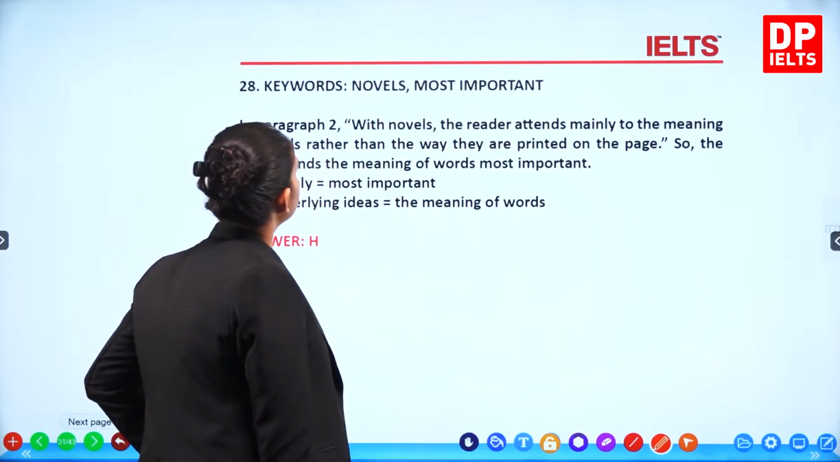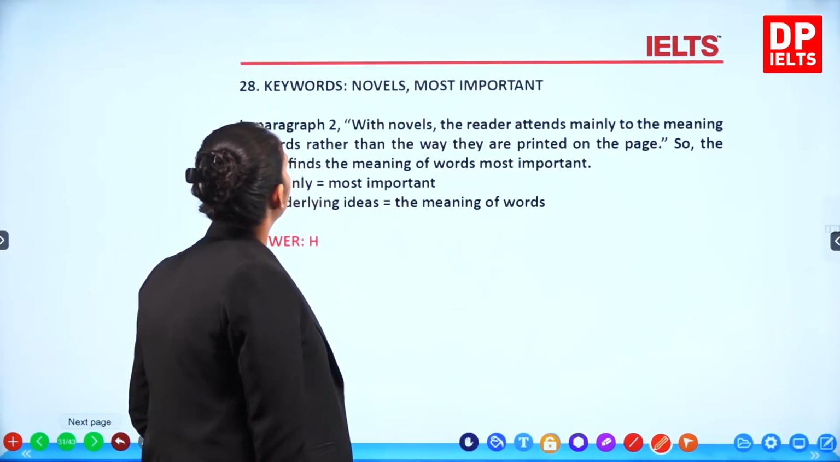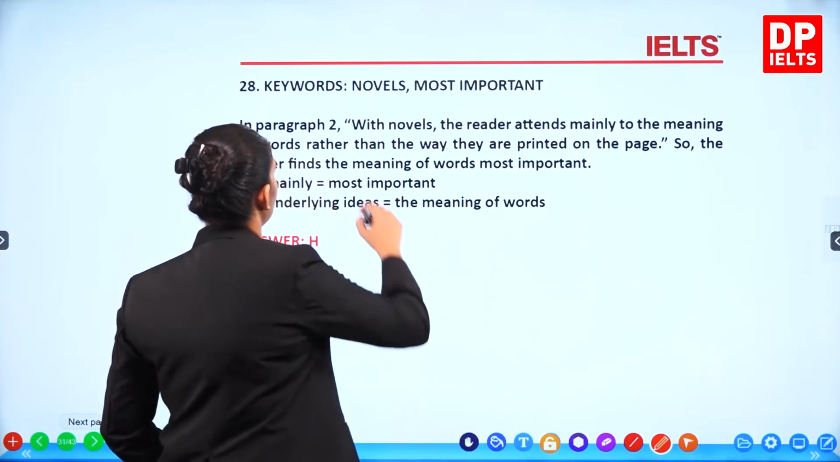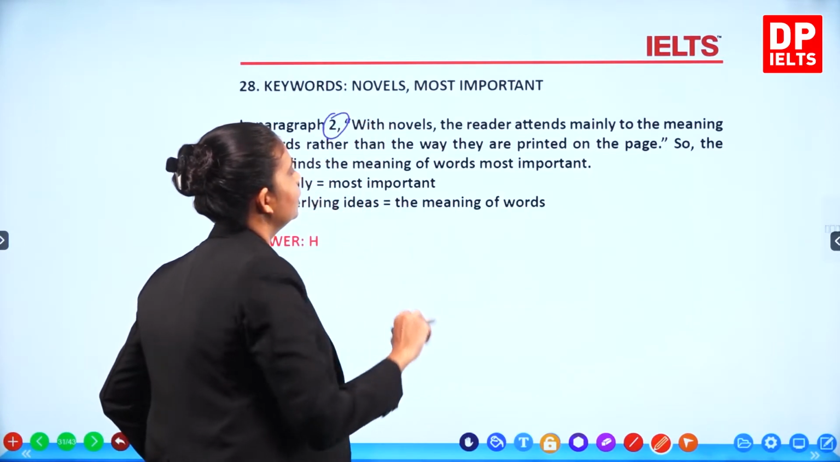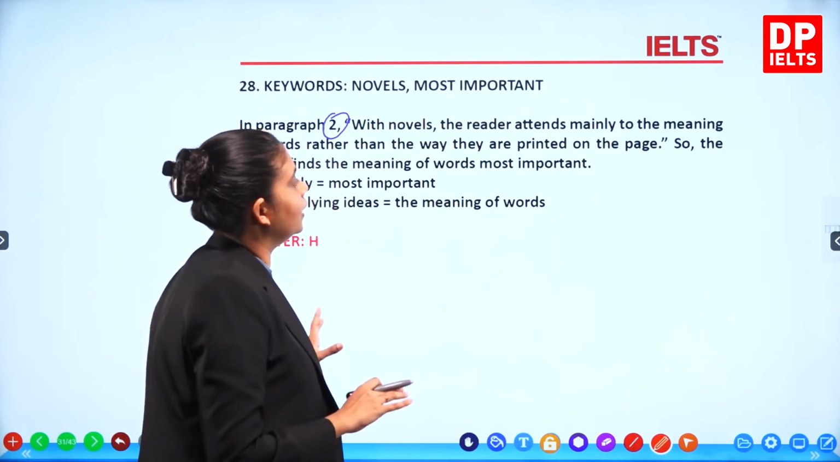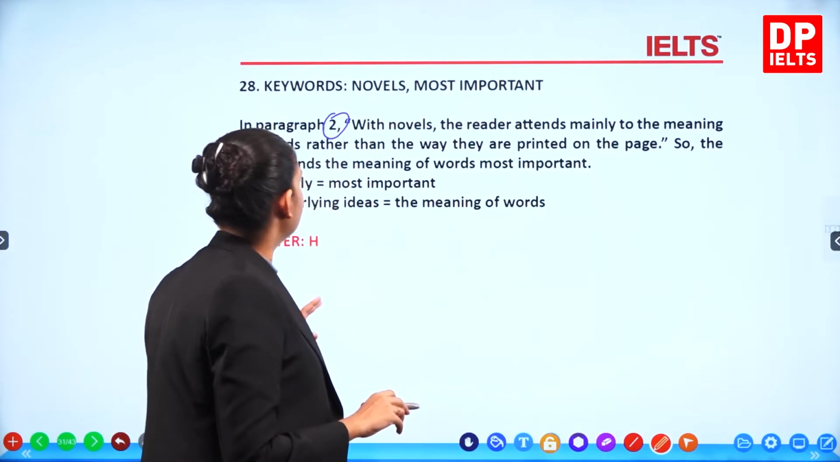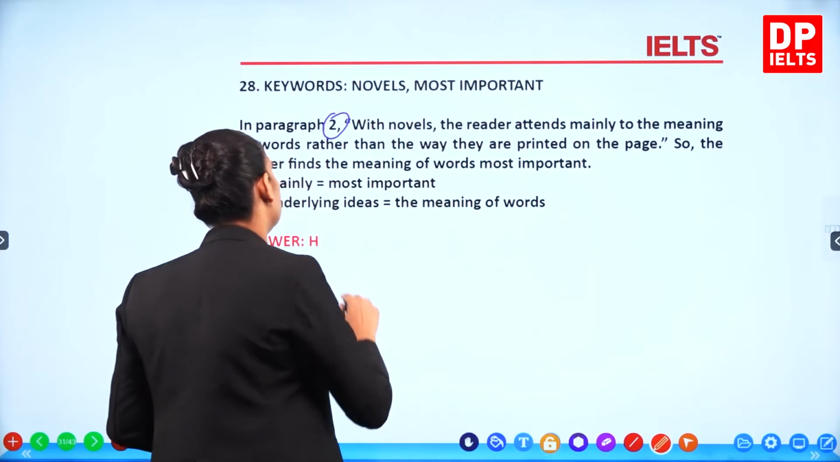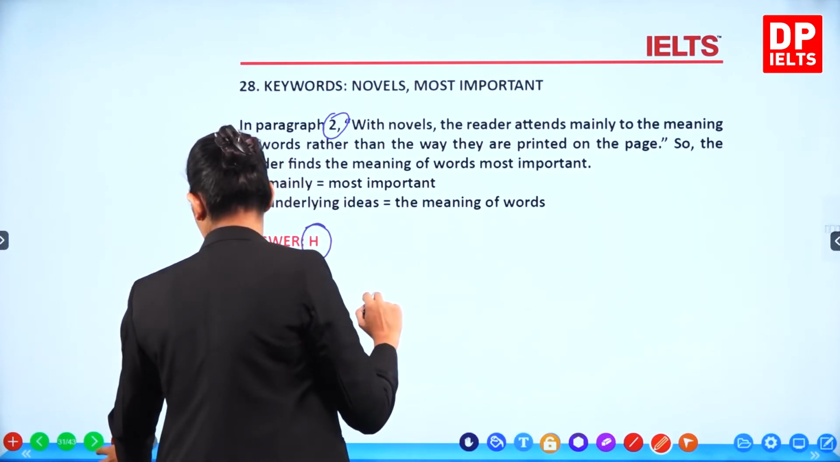Question number 28, right? In para 2, the writer states, the reader attends mainly to the meaning of the words rather than the way they are printed. So the reader finds the meaning more important than the words. So definitely the answer is H.